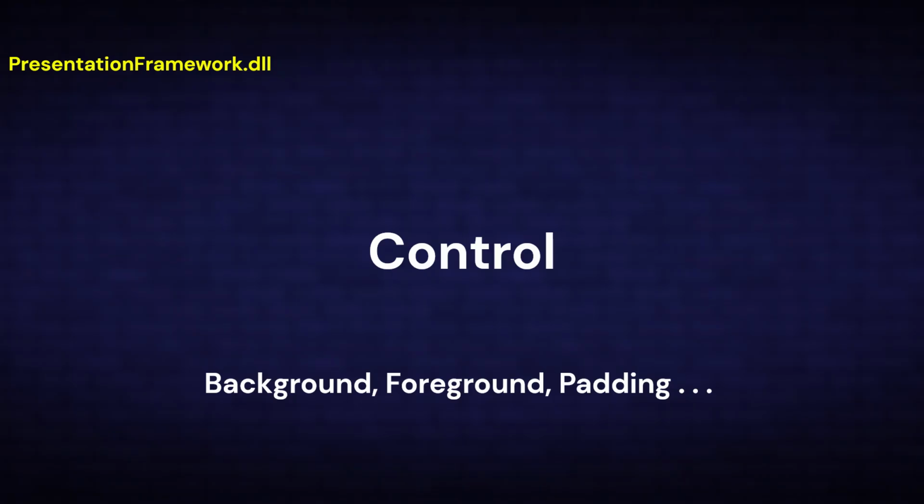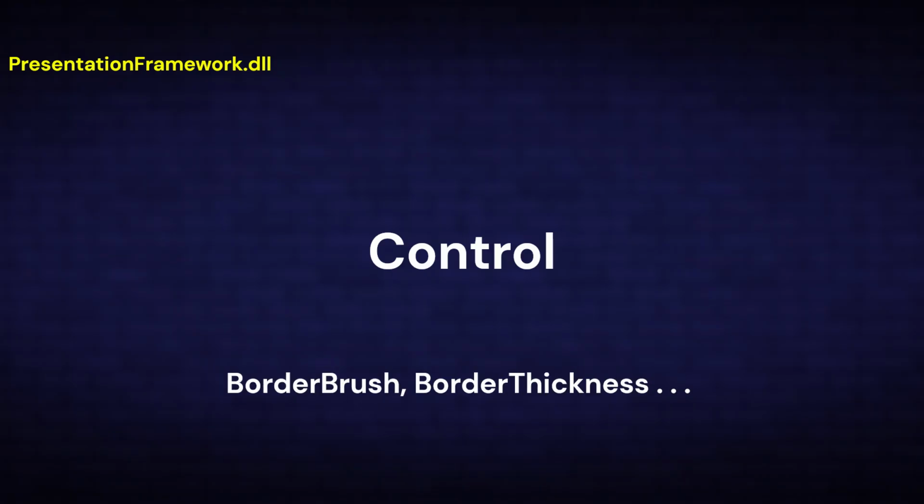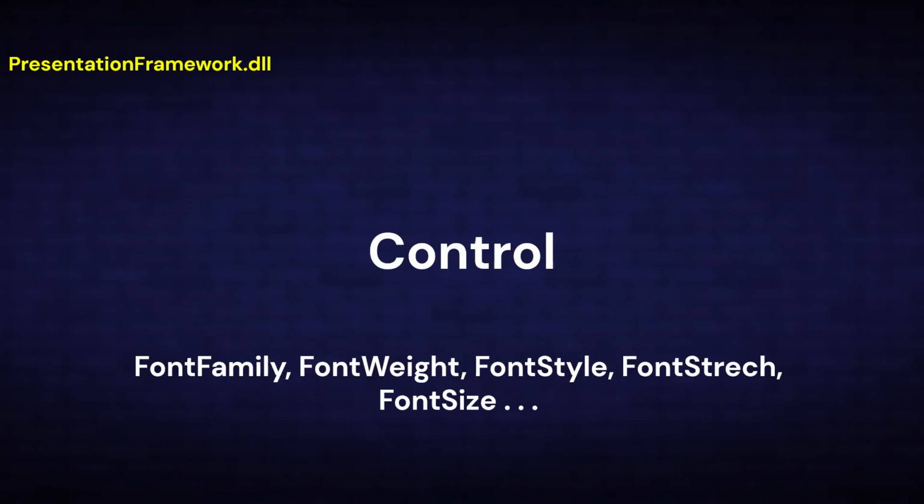The control class exposes some properties like background, foreground, padding, border-related properties, border brush and border thickness, font-related properties, font family, font weight, font style, etc. Using these properties, the look of a control can be customized. More importantly, the control class exposes a property called template of type control template. By setting the control template property, the look and feel of the control can be customized from scratch.